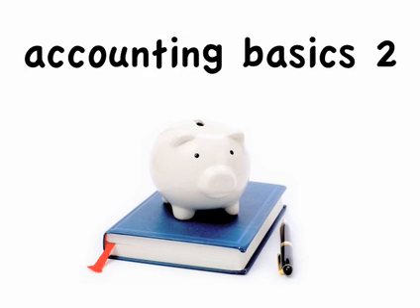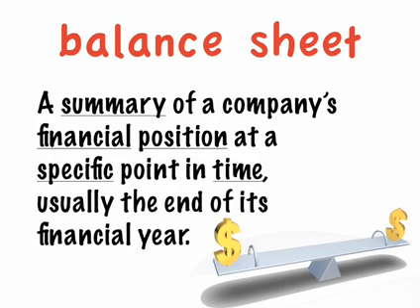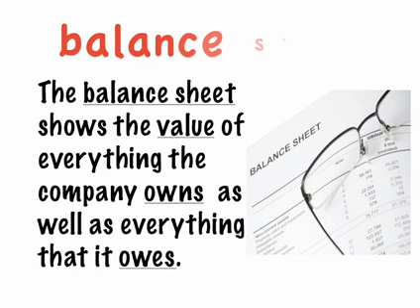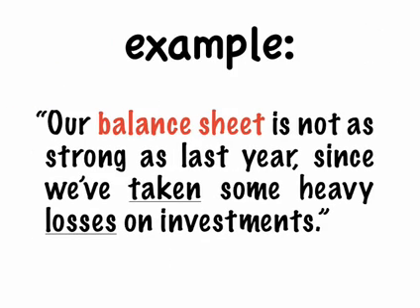Now we'll go through each word in detail with some example sentences to show you how the vocabulary can be used. Balance sheet. The balance sheet is a summary of a company's financial position at a specific point in time, usually the end of its financial year. A company's balance sheet should indicate the value of everything the company owns, its assets, as well as everything that it owes, its liabilities. Our balance sheet is not as strong as last year, since we've taken some heavy losses on investments.